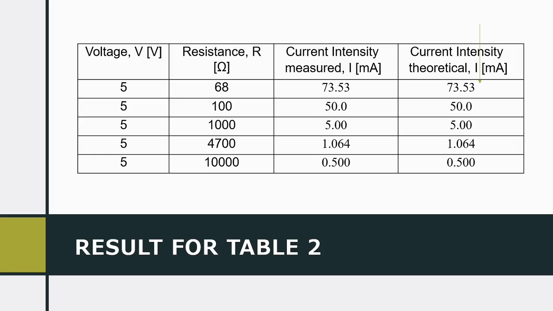For the theoretical current intensity, we can use the formula of Ohm's law, whereby V equals IR. We must find the current intensity, so I equals V over R. Whereby I equals 5 over 68, we get 73.53 milliampere, and the same for 100 ohm, 1000 ohm and so on. We get the same result as using the Ohm's law formula.